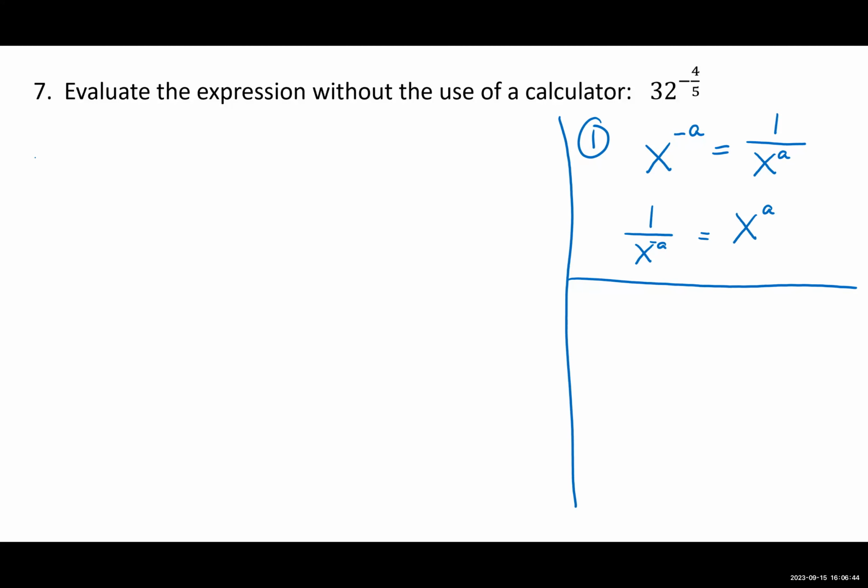So the first thing we could do is say 32 to the negative 4/5 power is equal to 1 over 32 to the positive 4/5. All right, so that's how we deal with the negative sign in the exponent. We just put it on the bottom of the fraction, it becomes positive.